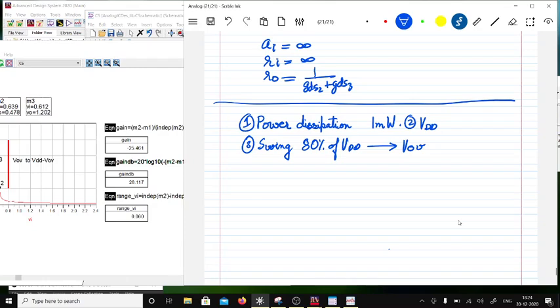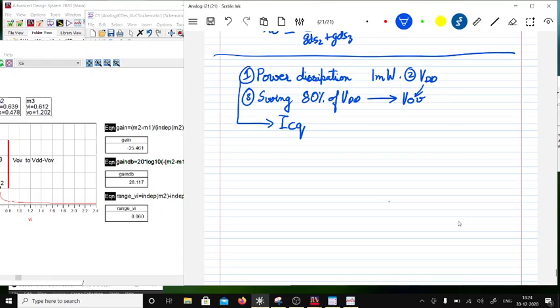So from here you got 80% of VDD, so you got your V overdrive, and from power dissipation you got your current ID or ICQ. Okay, you got your current here ICQ. So you got your V overdrive. So V overdrive would be equal to square root of twice of ICQ over mu n cox W by L.